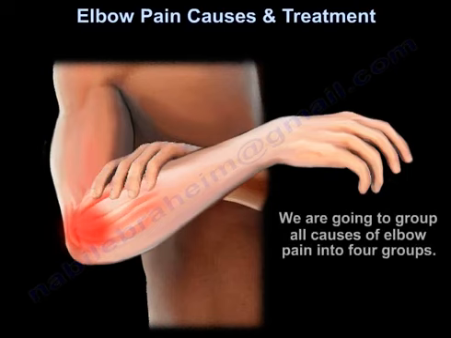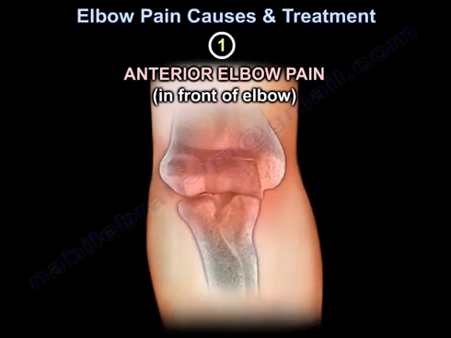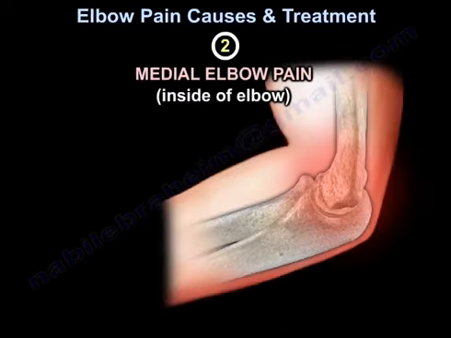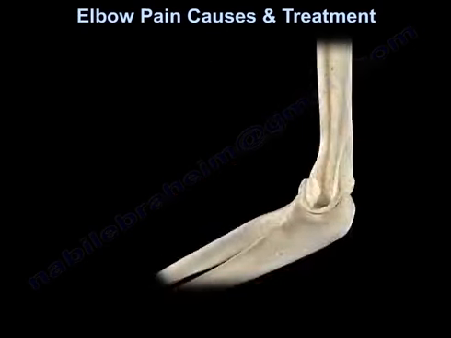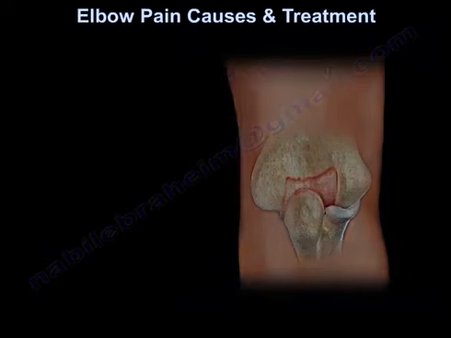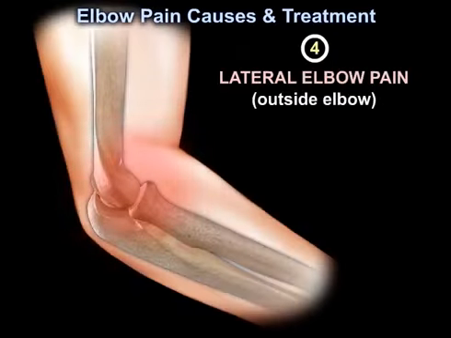We are going to group all causes of elbow pain into four groups. One group is anterior elbow pain, or in front of the elbow. Another group, medial elbow pain, which is inside of the elbow. Another group, posterior elbow pain, or behind the elbow. Another group, lateral elbow pain, or the outside of the elbow.